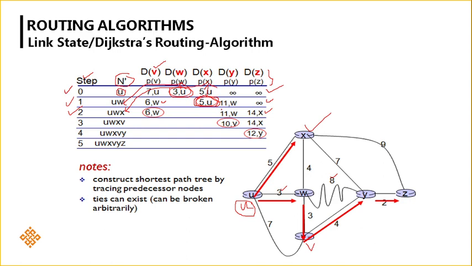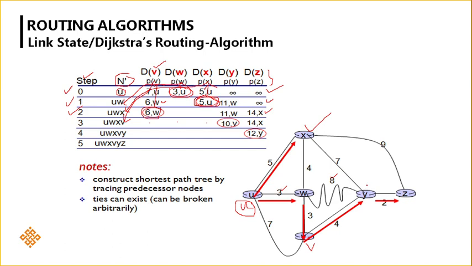So among these three, 6, 11 and 14, 6 is the least value, so I am just rounding it off, and then I am checking which is the predecessor value, it is v. That way I am taking it into the set. Now again you should find the shortest path from u to all the other nodes with the help of w, x and v. So if you take v, it is the same value. If you take w, it is the same value. If you take x, it is the same value.